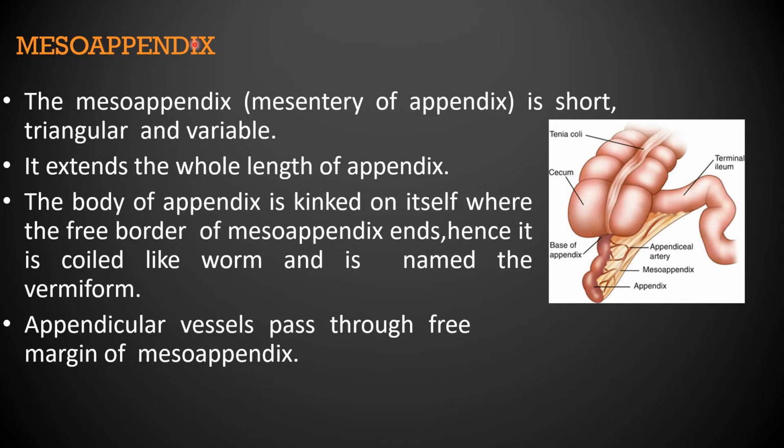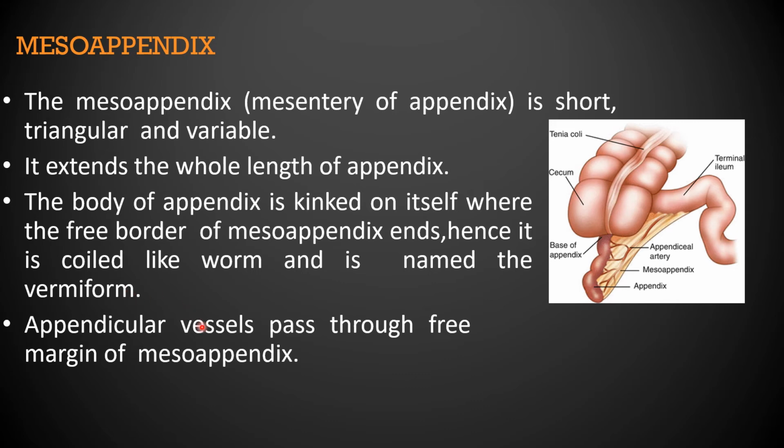About a structure called mesoappendix. It is the mesentery of appendix. It is short, triangular and variable. It extends the whole length of appendix. The body of appendix is coiled on itself, where the free border of appendix ends. Hence it is coiled like a worm and it is named the vermiform appendix.